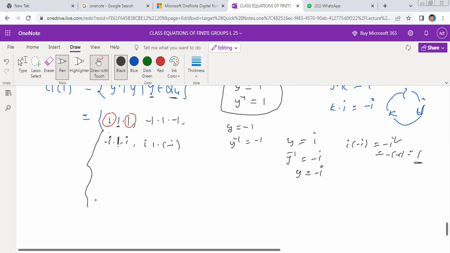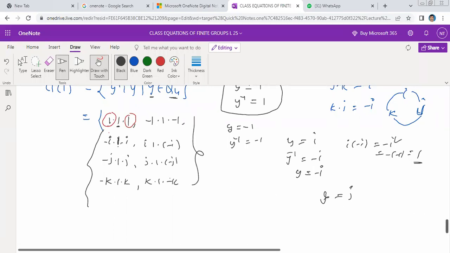Similarly, when we take j next, that is y equal to j, the inverse of j is minus j. So minus j, 1, j, 1, minus j. Very good. Then next k: minus k, 1, k, 1, minus k. These are the elements, right?